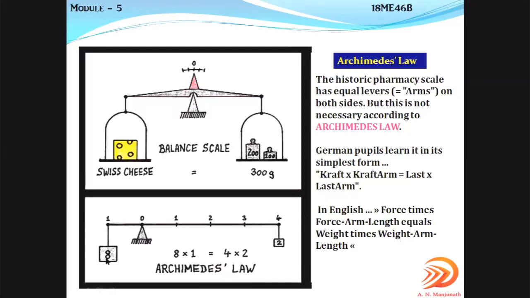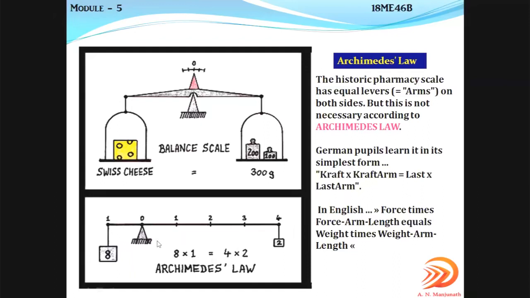You can observe the example here. The distance here is, say, 1, whereas here it is 4 meters. Suppose this is the weight which you are going to apply. By using this, you can still do the measurement. See, 8 into 1 is equal to 4 into 2. So we get balance. This side will be 8, and this side also will be 8. So it will be balanced.